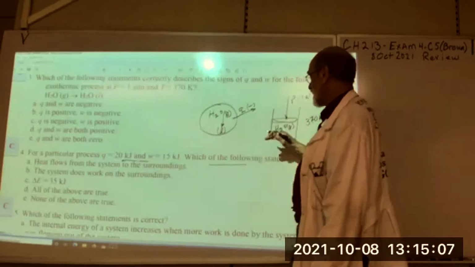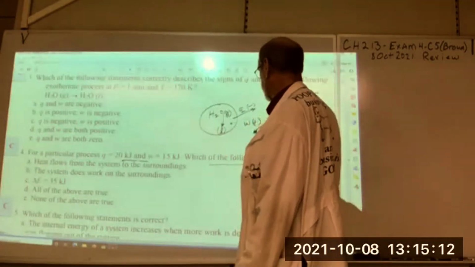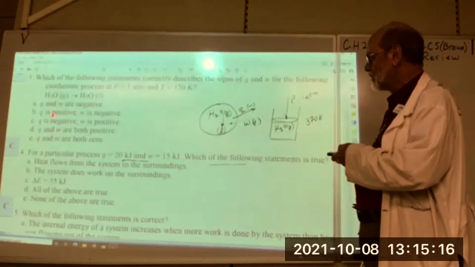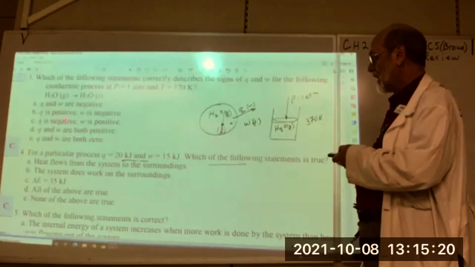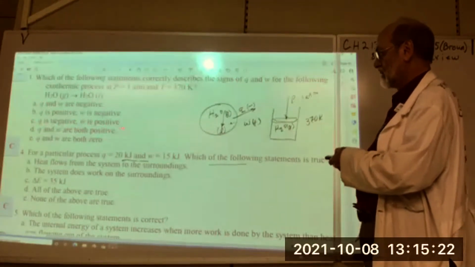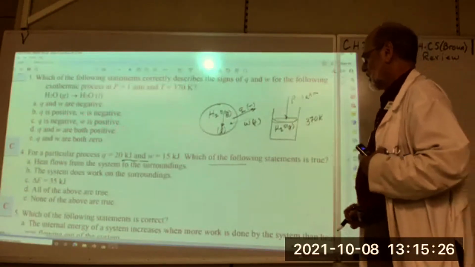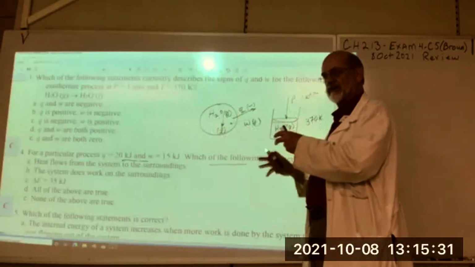So if work is being done on the gas, work is positive. So let's say Q is negative. They're not both negative. Q is negative, and W is positive. So there it is right there. If you look at it this way, it looks like that's a rigid ball. It's not going to change.